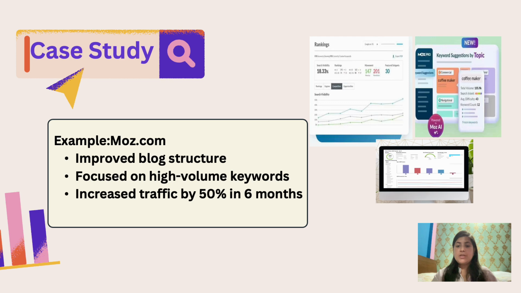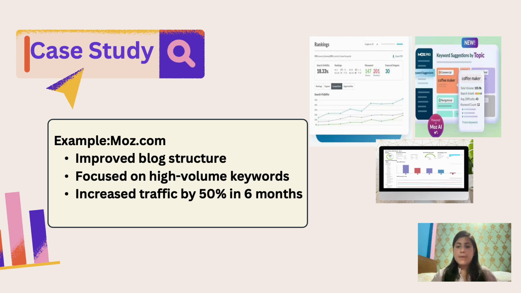Even as an expert in the field, Moz saw that their organic traffic had declined and their older blog content was not performing well. It took a data driven approach, starting with keyword research to find high volume, low competition terms. They optimized existing blog posts, improved internal linking, and updated older content to reflect current best practices.